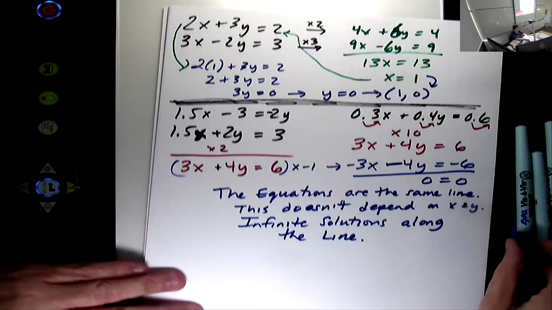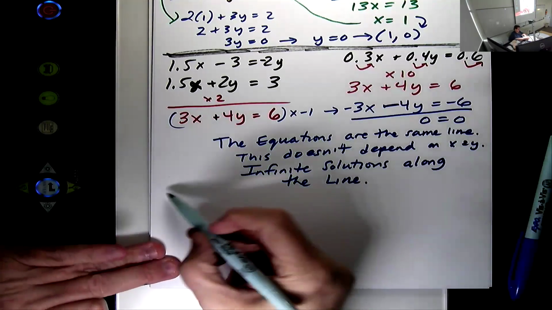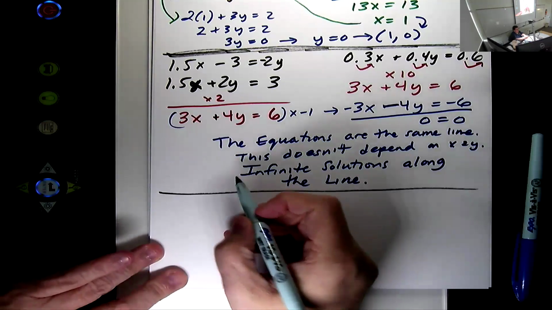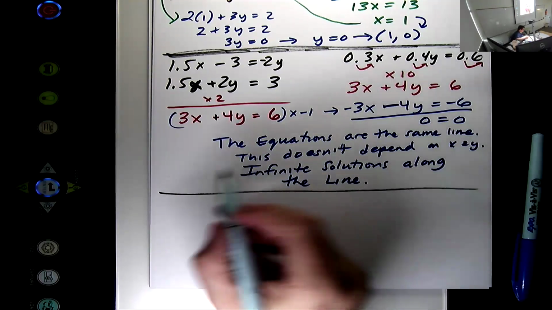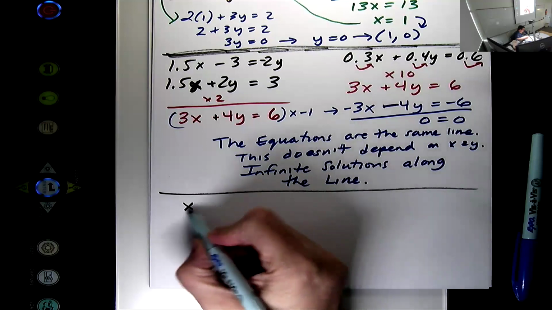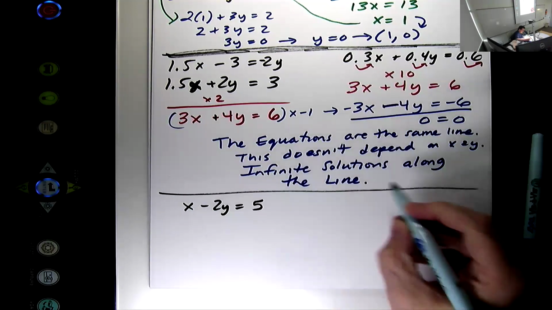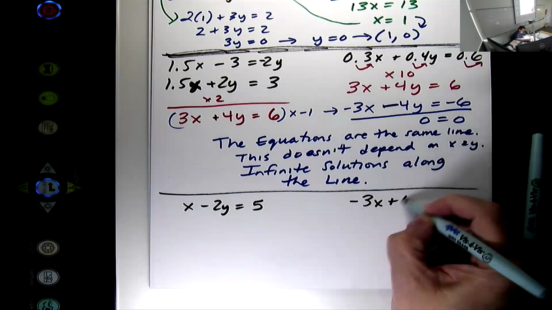One more example. That wasn't a question. Although I approve of you nodding and saying yes. Thank you. x minus 2y equals 5, and negative 3x plus 6y equals 4.